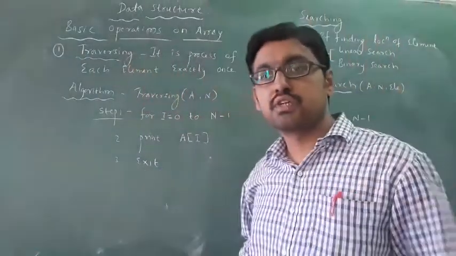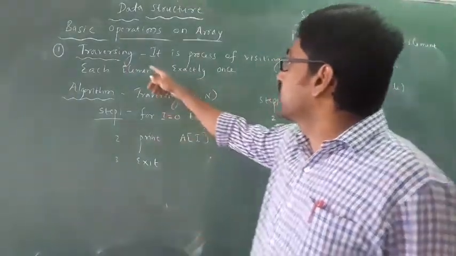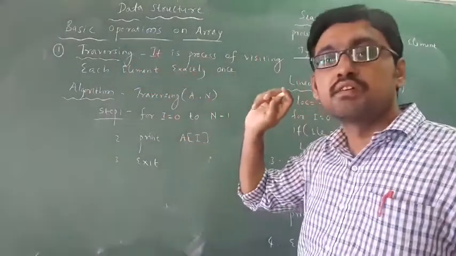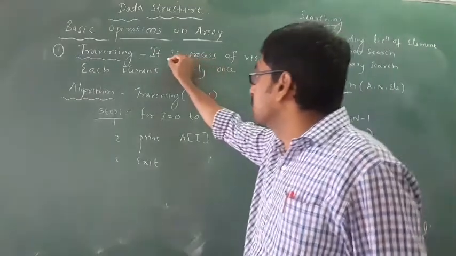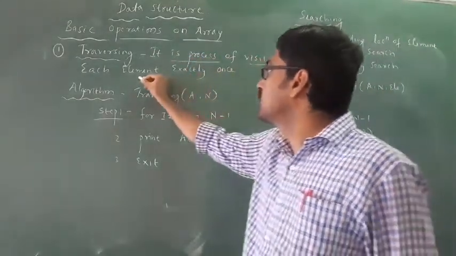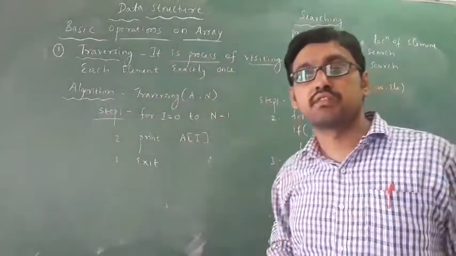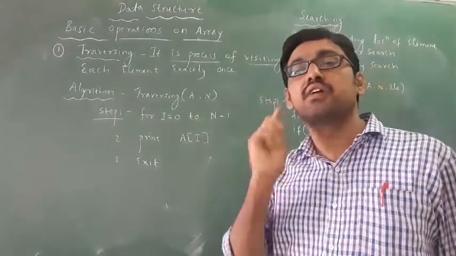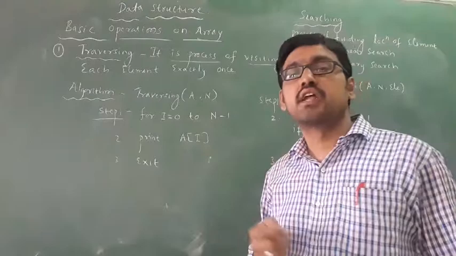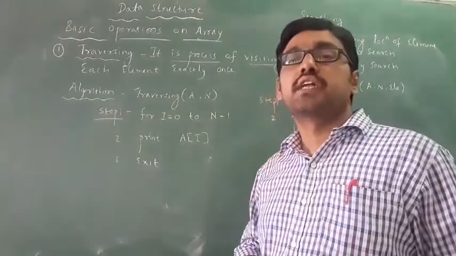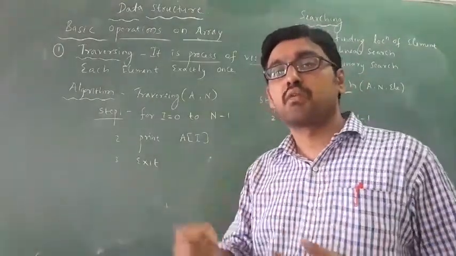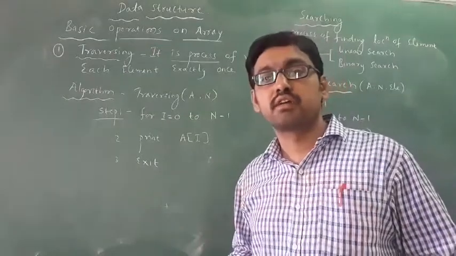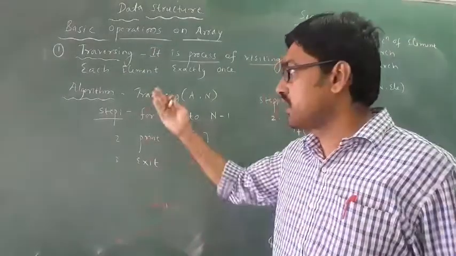What are the basic operations on an array? See, the first one is traversing. What is traversing? It is a process of visiting each element exactly once. That is called traversing. Here in a program, data can be traveled from one point to another point. That process is called traversing.